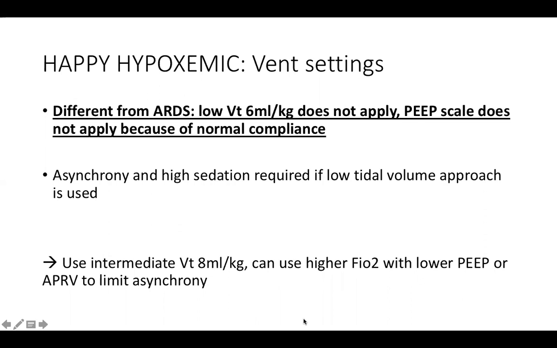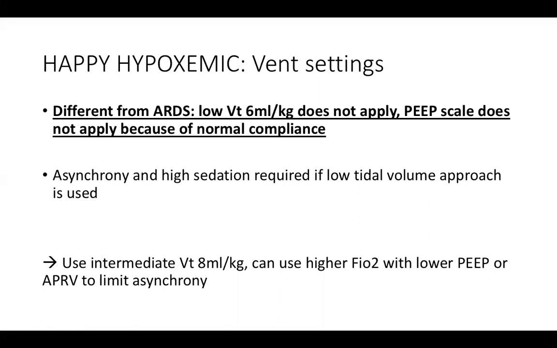So if you do have to intubate your happy hypoxemic or silently hypoxemic patient, they are actually very different from our ARDS patients. What we noticed in the ICU is they don't have high plateau pressure and they have normal compliance. So we can't really apply the ARDS algorithm that we usually use, with low protective ventilation, low volume and a high PEEP. On these patients, we use an intermediate volume, so 8 ml instead of 6, and we can use higher FiO2 in order to not use too high of a PEEP.